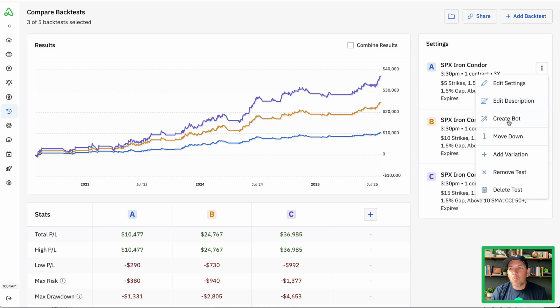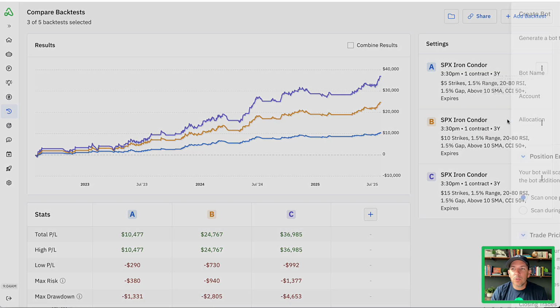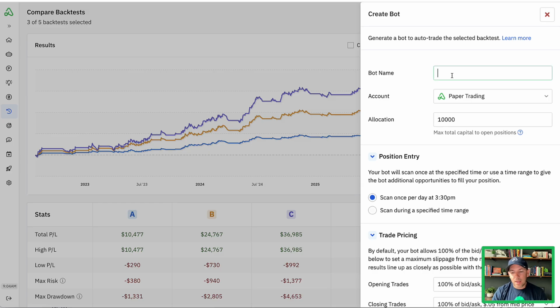So what I'm going to do when I want to start trading strategy number A is I'm going to go up to the 3 dots next to A. I'm going to create a bot. I'm going to call this, so we'll give this a little star. We'll give it 1 DTE, narrow iron condor. You can even say SPX so I know what it is.